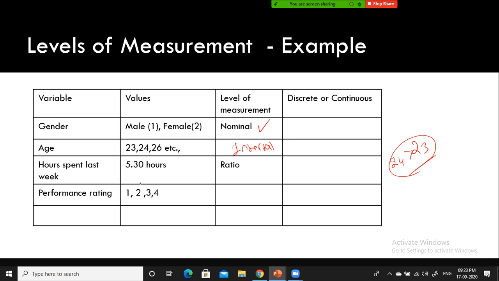The next one is a discrete variable. It is not continuous, right? Discrete variable. Hours spent last week, 5.30, is the ratio type of variable. Hence, it is continuous.